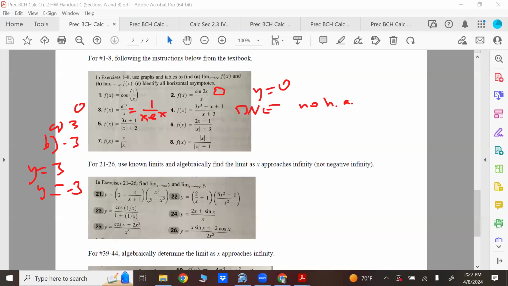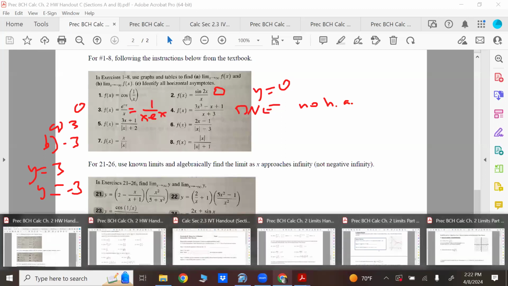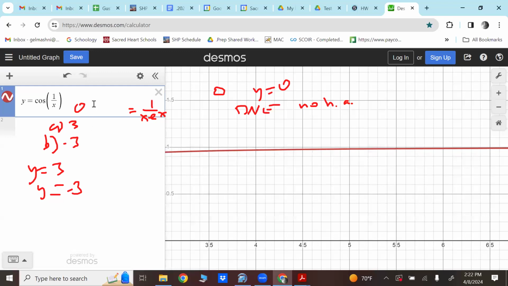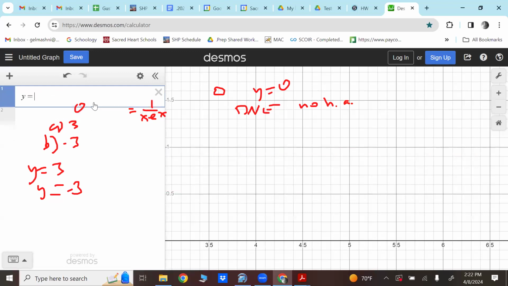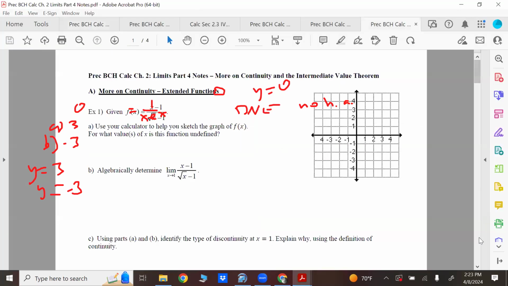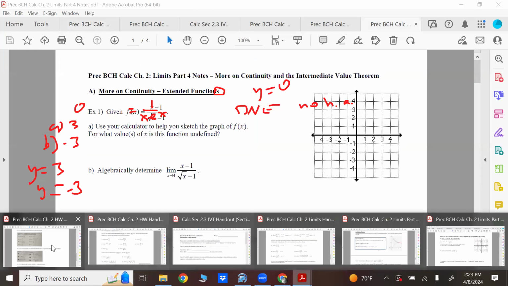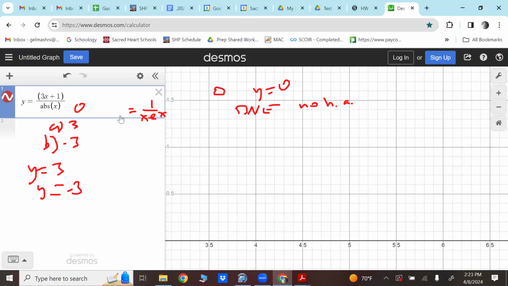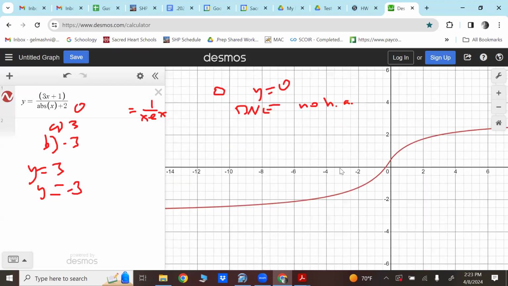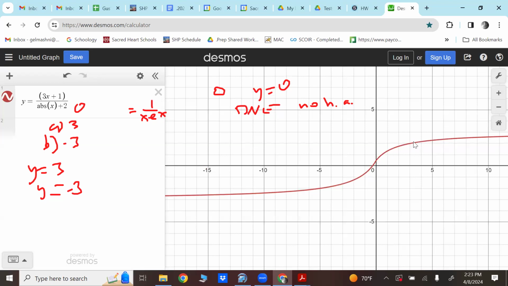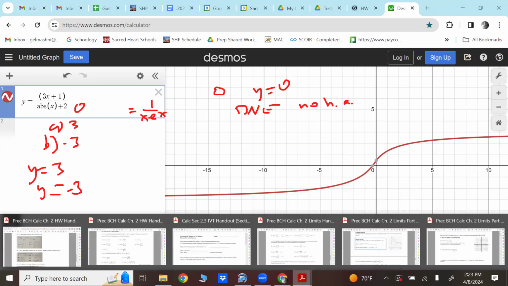Again, if you want to see how that looks, just go to Desmos. Whenever you're stuck, just go to Desmos to help you understand things better. Type 3x plus 1 divided by abs x. What was the other part again? Abs x plus 2. Yeah, you see how it's two horizontal asymptotes? So there you go, and both are going towards 3. Okay, let's keep on moving.